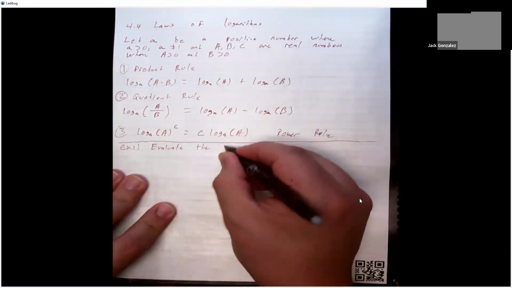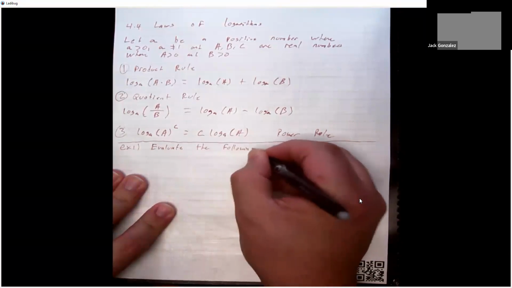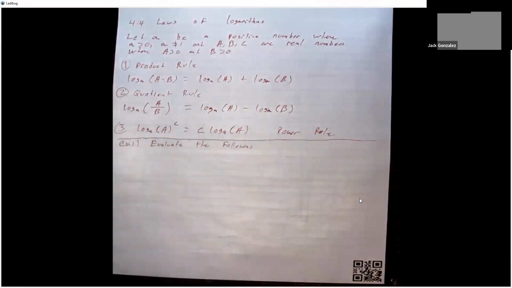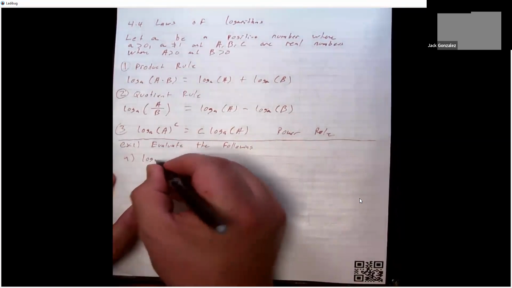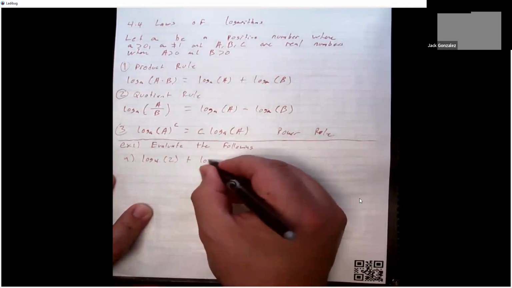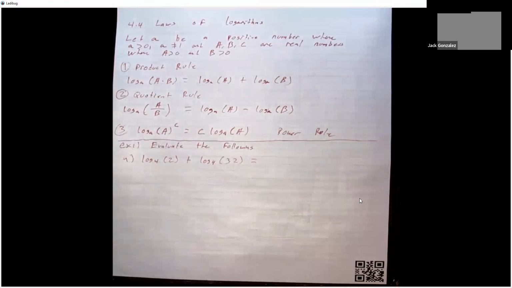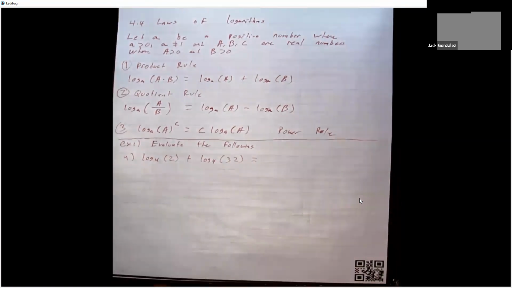Evaluate the following. I'm going to use numbers to start out with, and then we'll use just variables. Example 1, log base 4 of 2 plus log base 4 of 32. So we have a sum, right? So we're going to use rule 1.